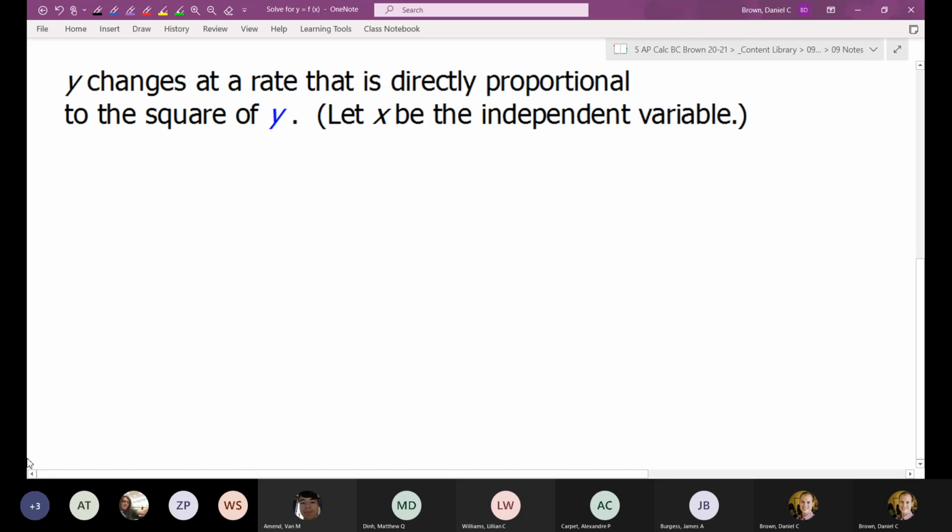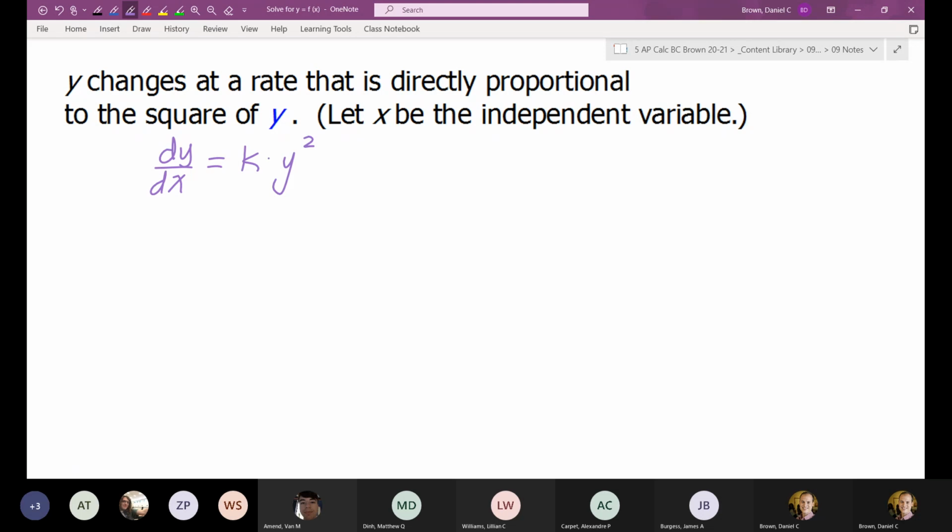Here's another one that I want to look at. So y changes at a rate that is directly proportional to the square of y. So again, y changes at a rate, we know that's the derivative. I have dy/dx is equal to, it is directly proportional to not the square root of y, to the square of y. That's the differential equation. Again, oftentimes we're going to think of there's the differential equation, then there's the solution. Don't have an initial condition, but we can find the general solution.